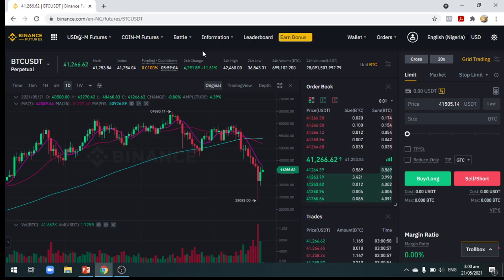Lastly, futures prices are usually different from spot trading prices.